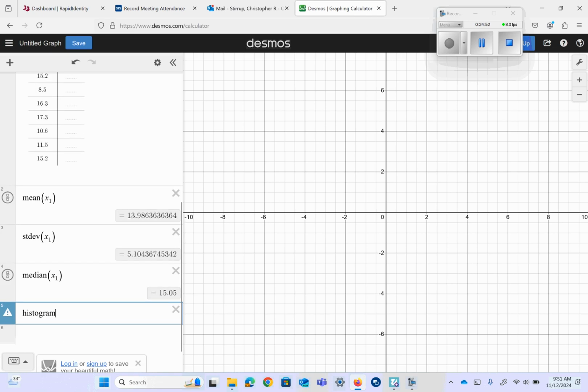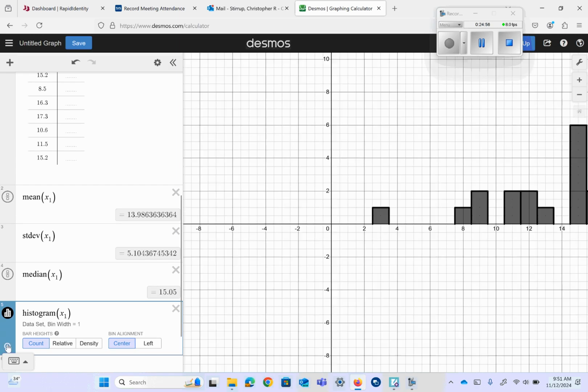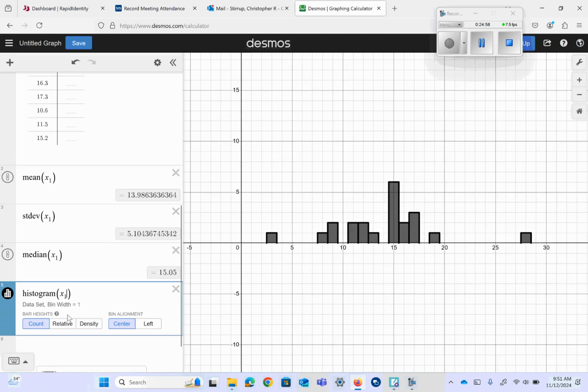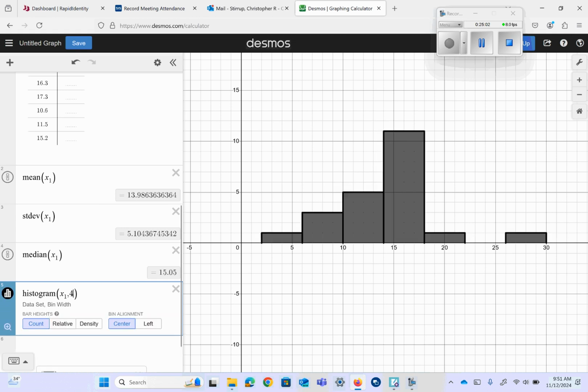You can go histogram of x1 and look at our data. We've got to change the size, maybe make them 5s. No, make them 4s. 1, 2, 3, 4, 5. Yeah, right there, that's showing a skew right real quick.